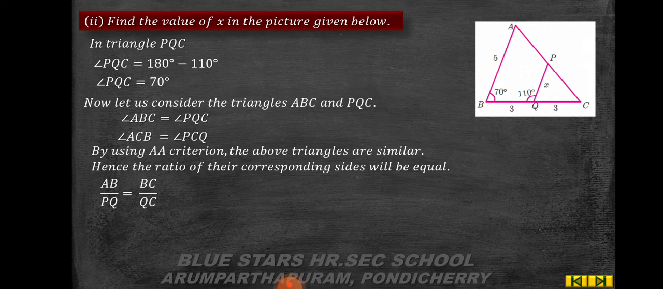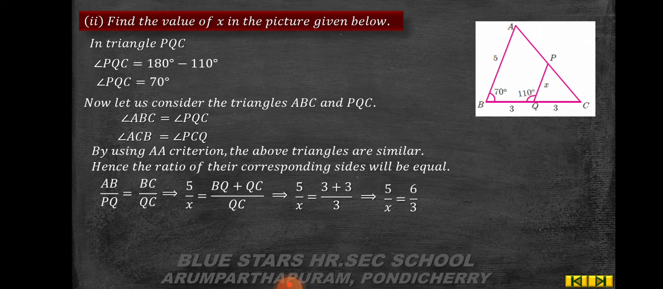So, AB by PQ is equal to BC by QC, which implies 5 by x is equal to BQ plus QC by QC, which implies 5 by x is equal to 3 plus 3 by 3, which implies 5 by x is equal to 6 by 3. 5 by x is equal to 2. Therefore, 2x is equal to 5. x is equal to 5 by 2. Therefore, the value of x is equal to 2.5.